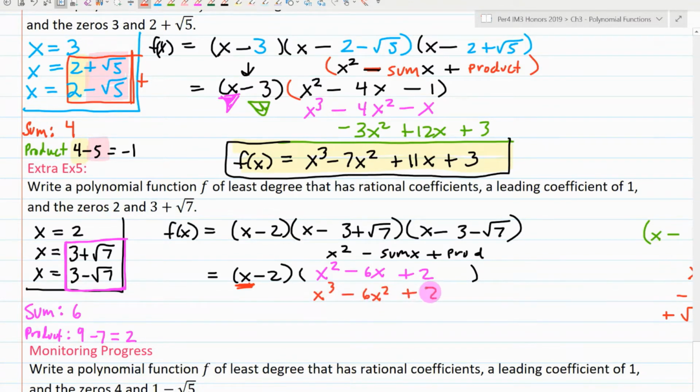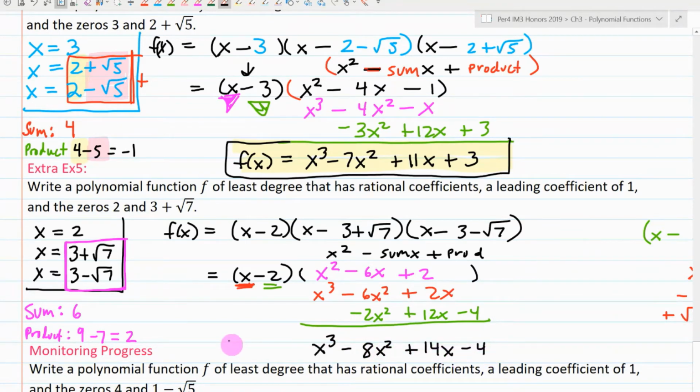just makes those all go up by 1 power. And then I will do negative 2 times all of these. So negative 2x squared, negative 2 times 6x, and negative 2 times 2. And when I multiply all of those together, add all of those together, we get x to the third minus 8x squared plus 14x minus 4. Put an f of x in front of it, and then that's the answer to that one.